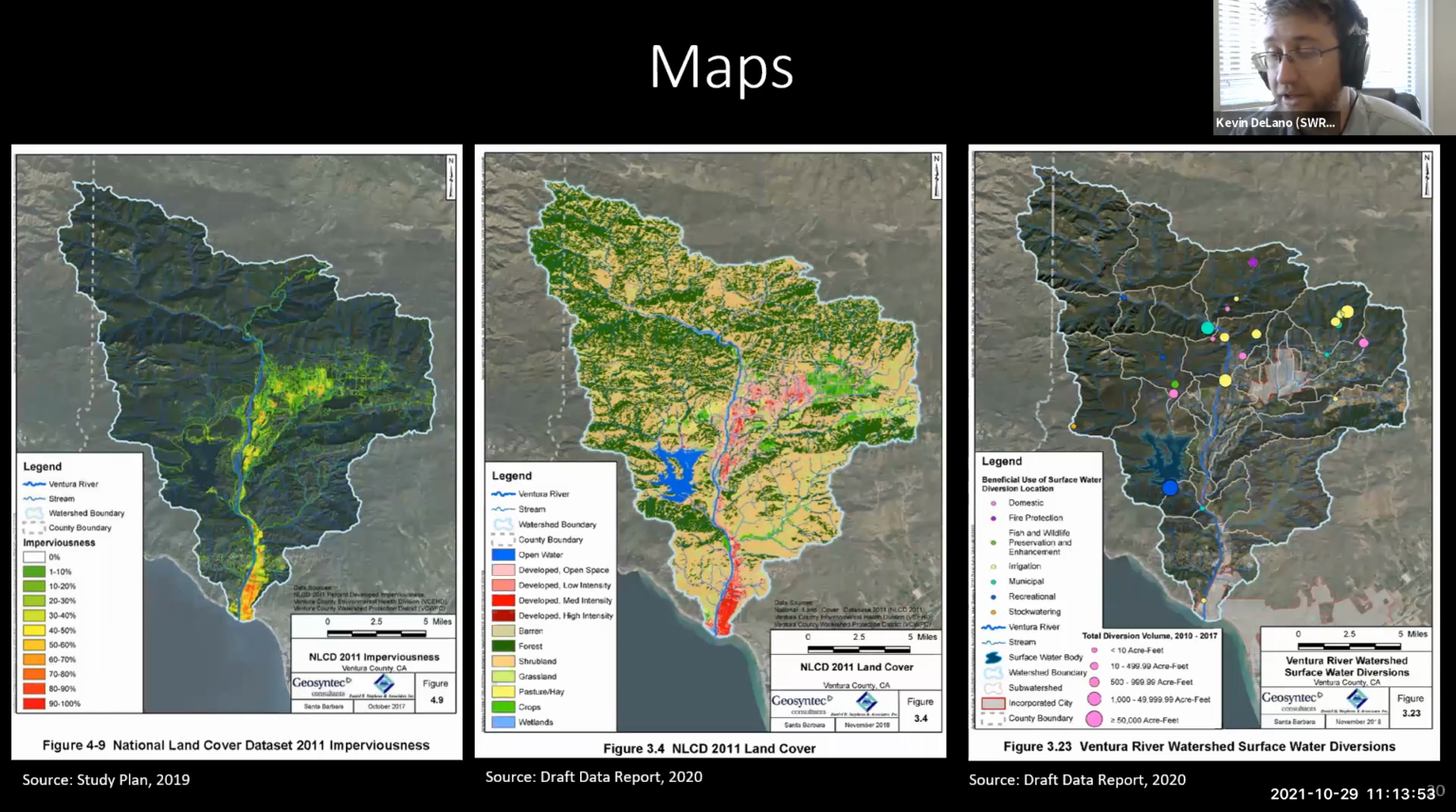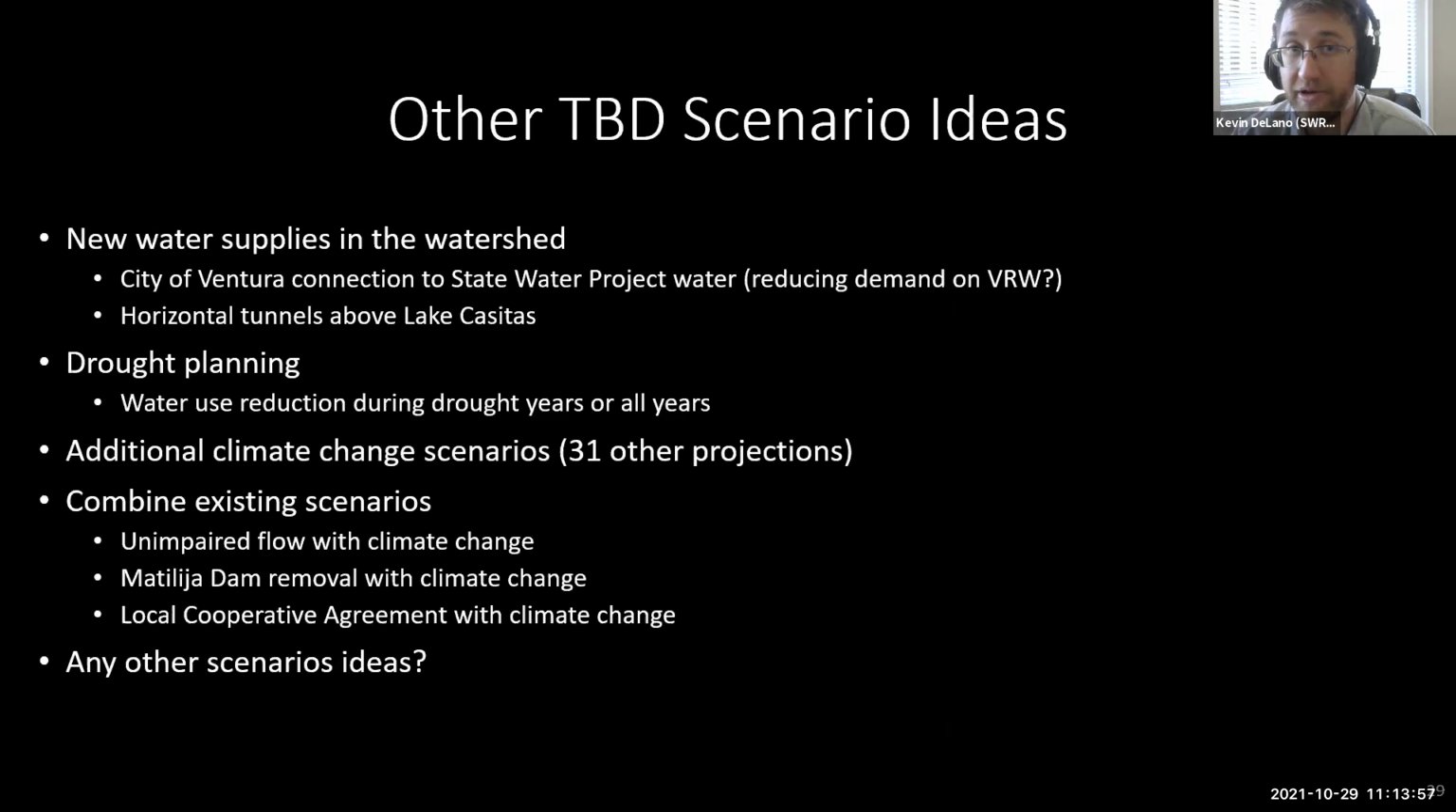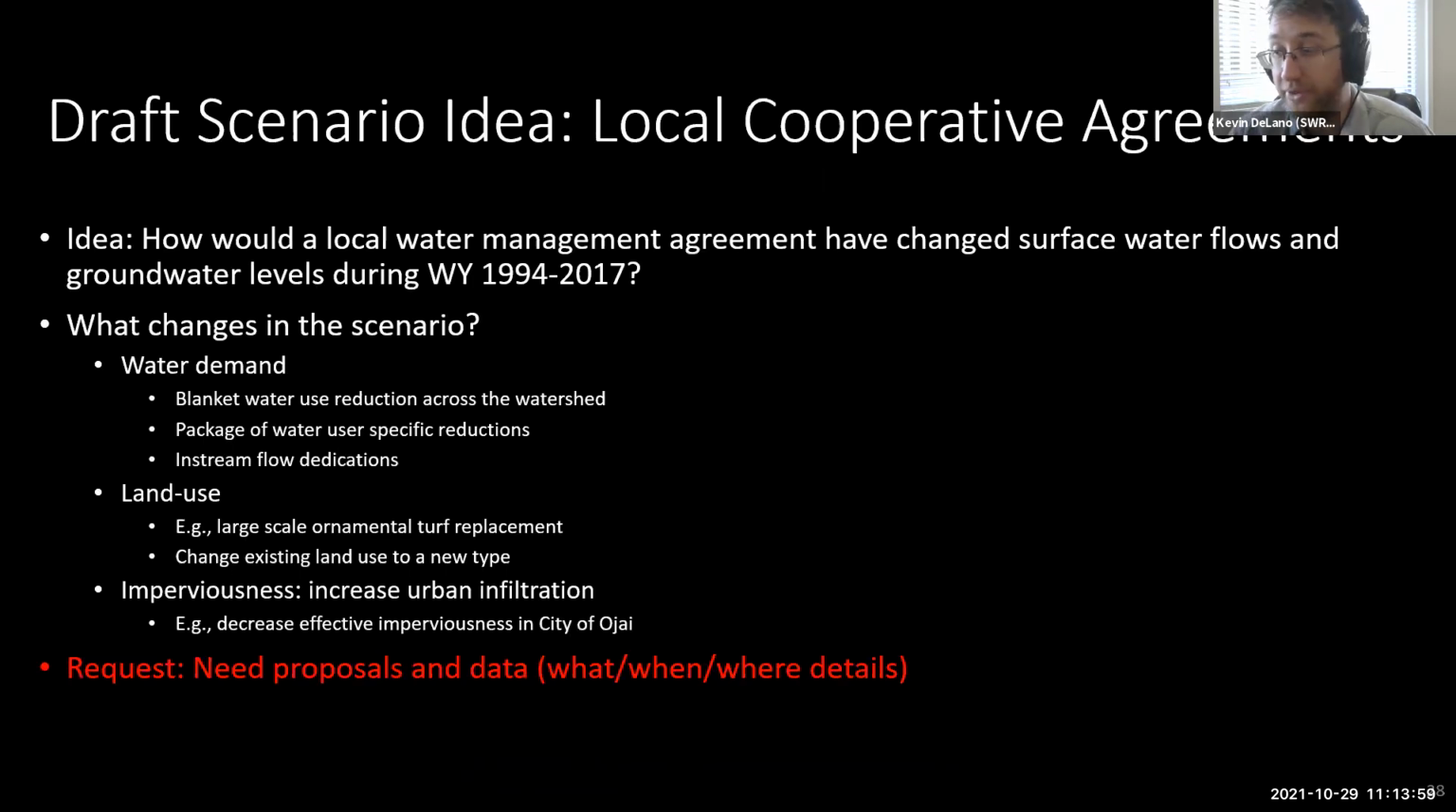I really want to hammer home that as much as we want to build, say, a local cooperative agreement scenario, we need your help to do it. We need some concrete information that we can use to build that out.